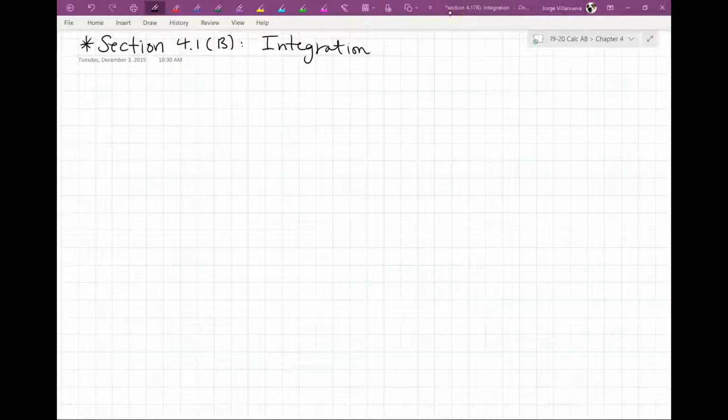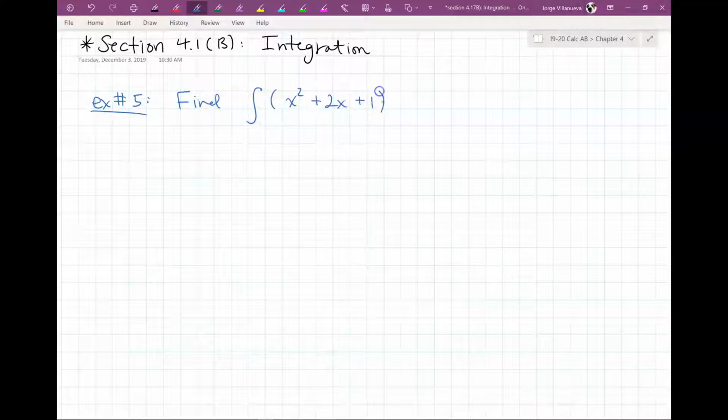But let me give you another example for us to try out. So example number, let me see, 1, 2, 3, 4. So this would be 5. And we're going to find the integral of x squared plus 2x plus 1 dx.